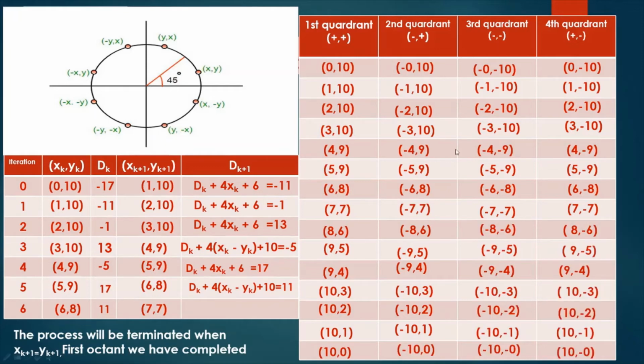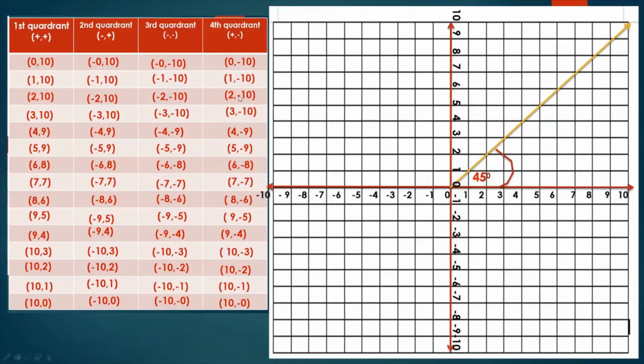Now, this is our table. From this table, you have to draw the circle. So this is our table and this is our graph paper. We have to draw the circle. So just plot these points in each quadrant. So plot the points first: 0, 10; minus 0, 10; minus 0, minus 10; 0, minus 10.